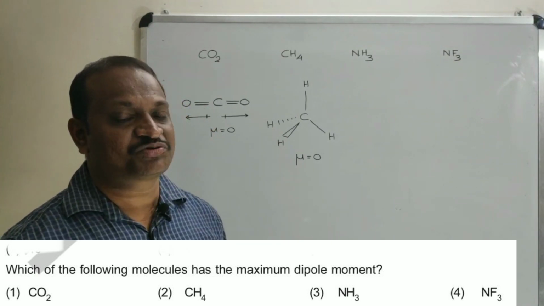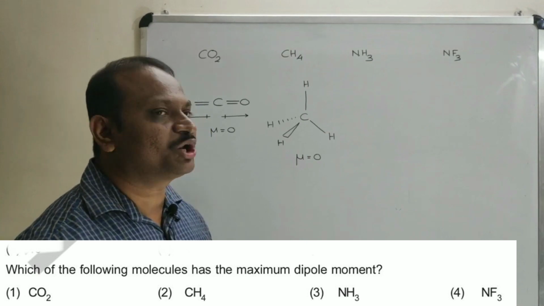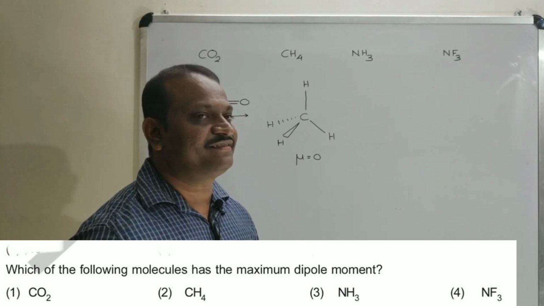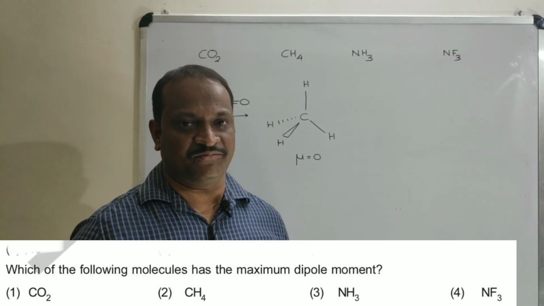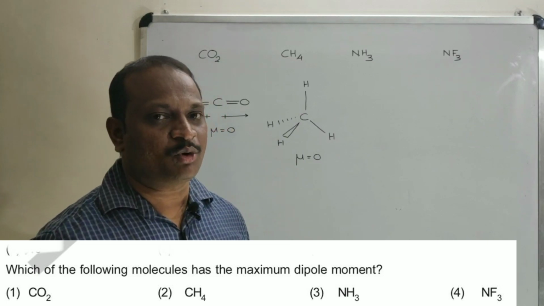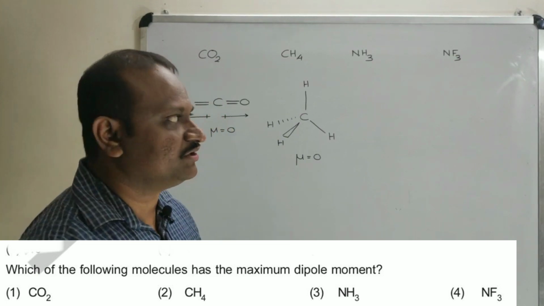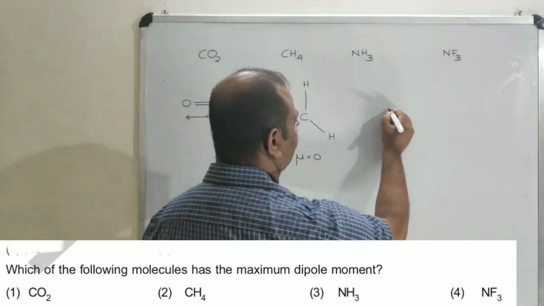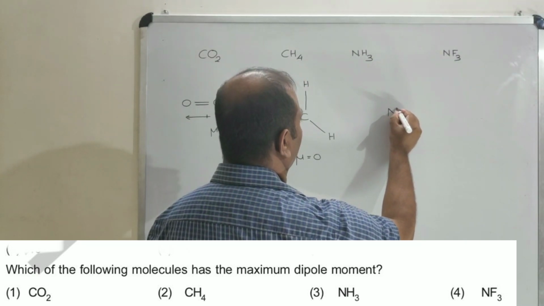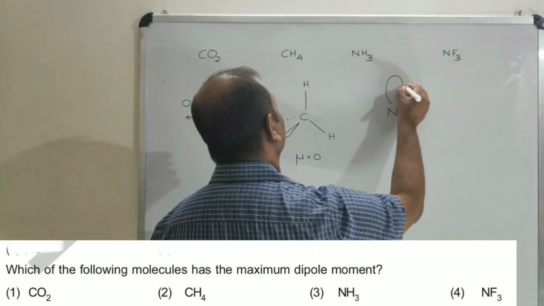And now only two options are left. What are those options? You are familiar. It's NH3 and NF3. So when you talk about NH3 and NF3, I'm just drawing the structure of both the compounds. Both the compounds have the same kind of structure.